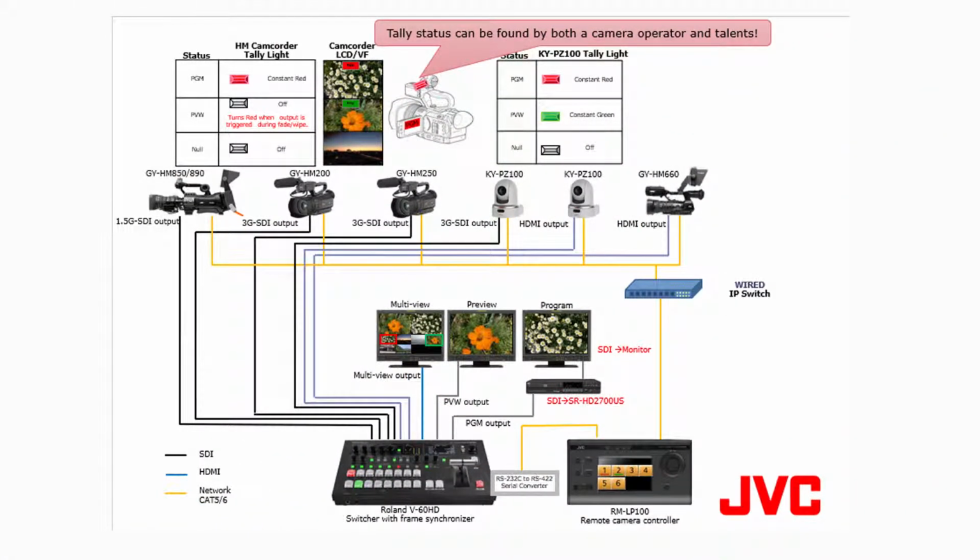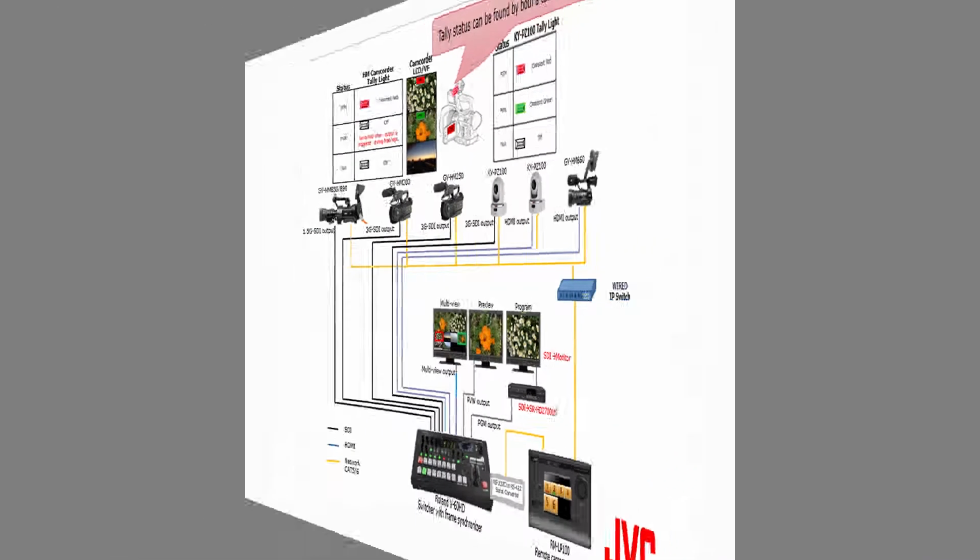Let's start with a normal RJ45 connection, going to a PoE switcher. From the switcher, we're going into the RM-LP100, and into the Roland Vision mixer. That is our setup where we're talking right now. So let's have a look at the camera settings first.